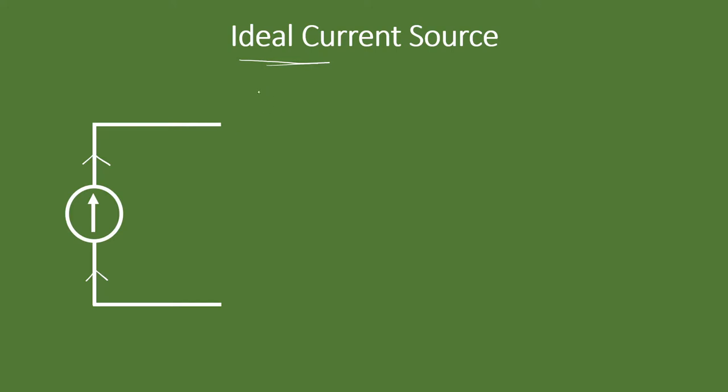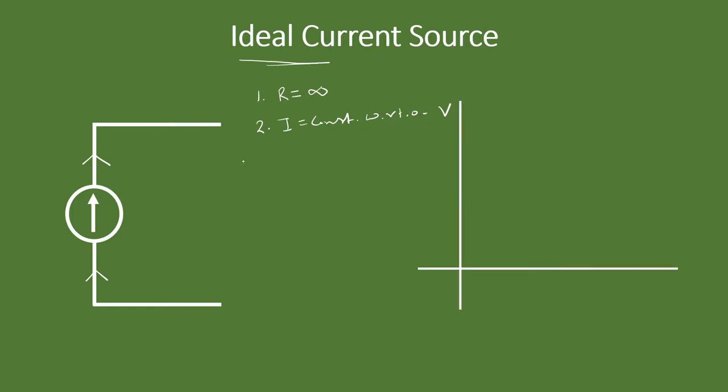There are a few properties of this ideal current source. First of all, the internal resistance of the ideal current source is infinite. And the second point is, you may draw any amount of voltage, but the current will remain constant. That means the output current is always constant with respect to voltage, right? So, for example, let us see this graph where I can plot current and here I can draw voltage.